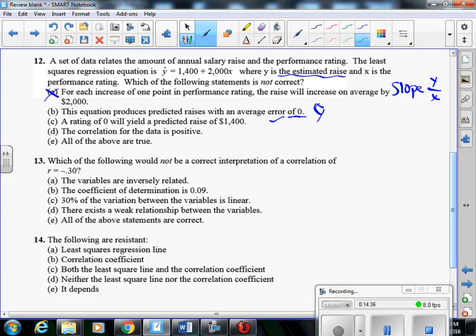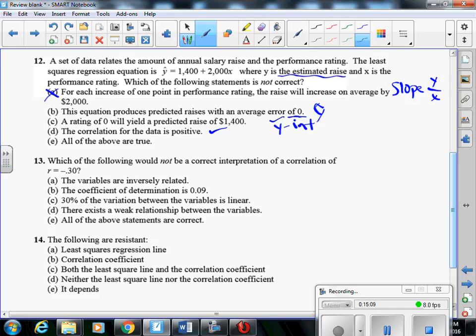Oh, I think I just messed something up. I just realized it's talking about which one isn't correct. And actually I'm okay with some of these. So this one is okay. The correlation of the data is positive. Well, the slope is positive, so yeah, we're going to say that that is correct as well.